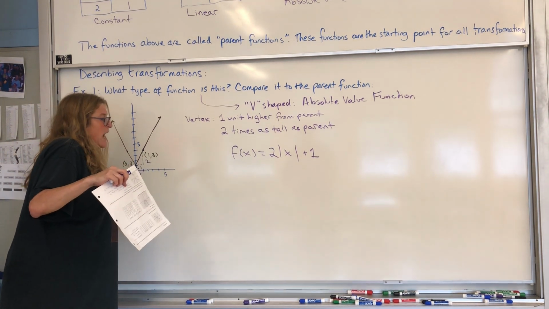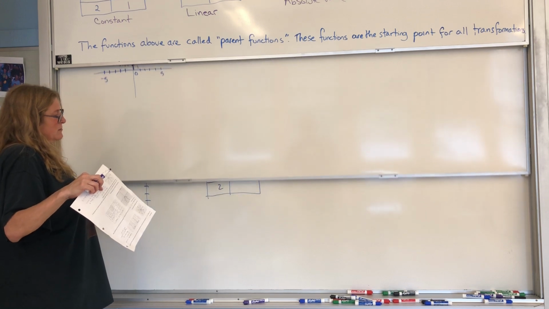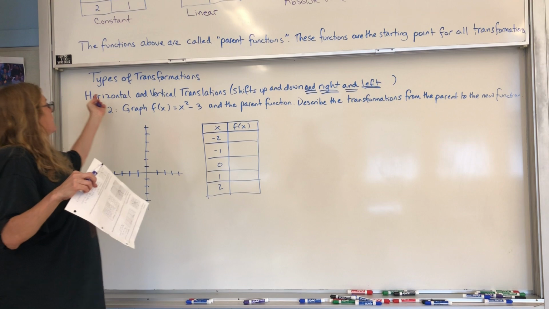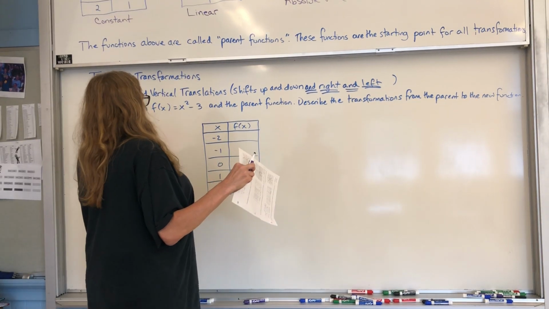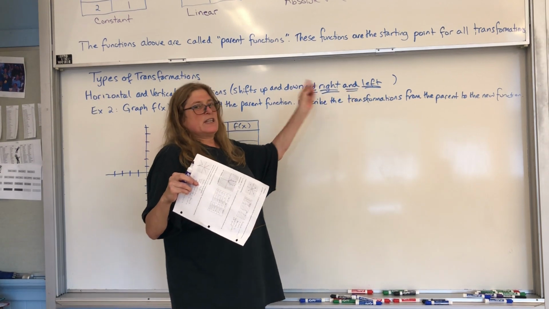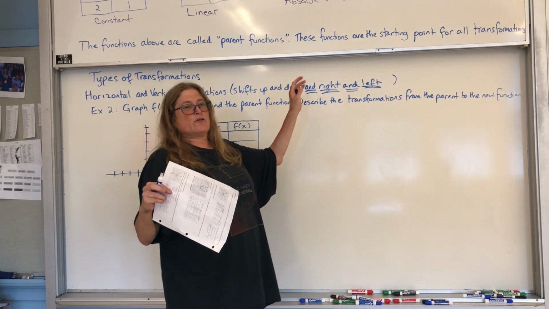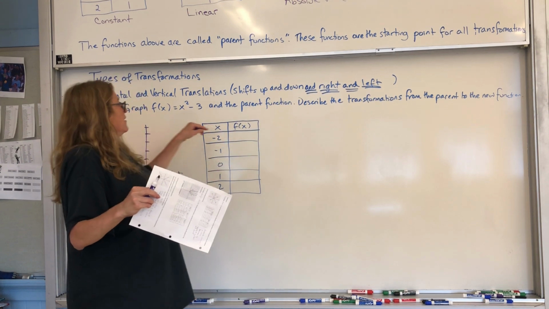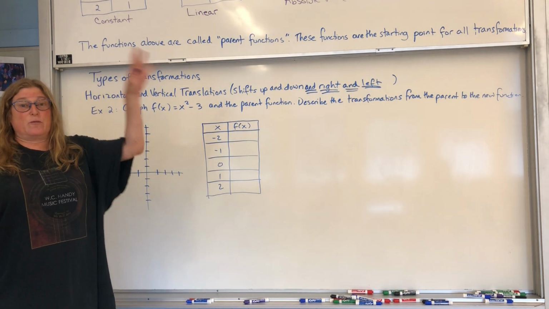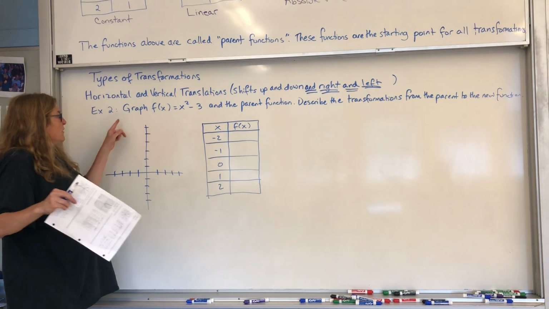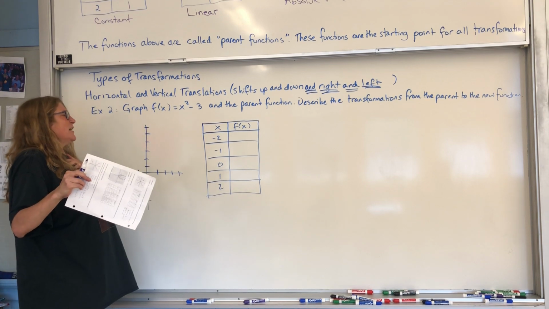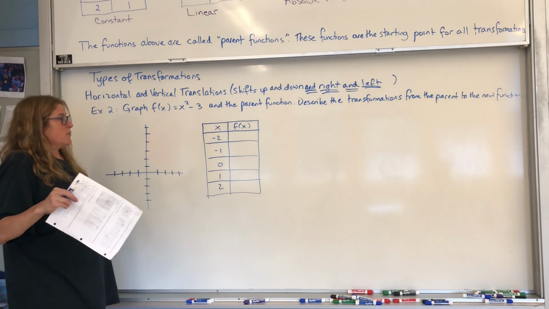Okay, let's do some graphing. Here we're going to talk about horizontal and vertical translations. Horizontal translations move left and right. Vertical translations move up and down. I'm only going to do one example here, but then at the end, we're going to do one with both. So what if I want to graph this function? f of x equals x squared minus 3.